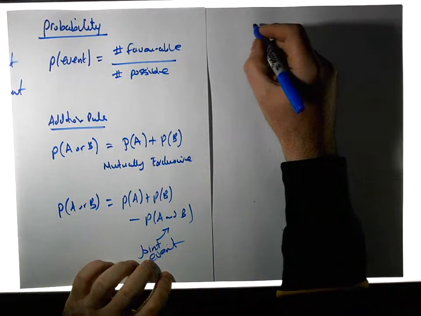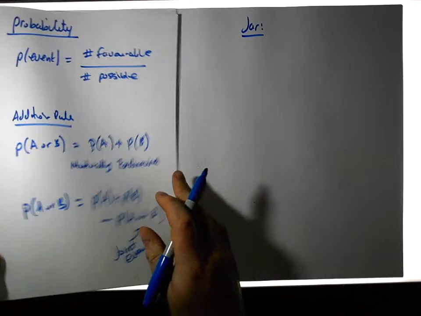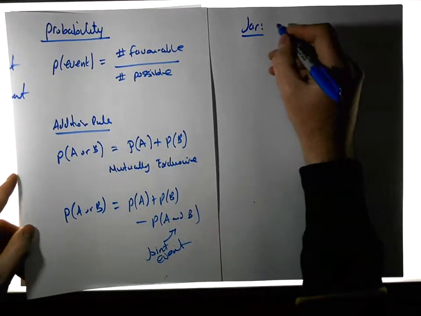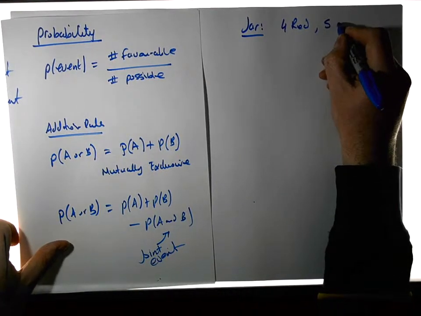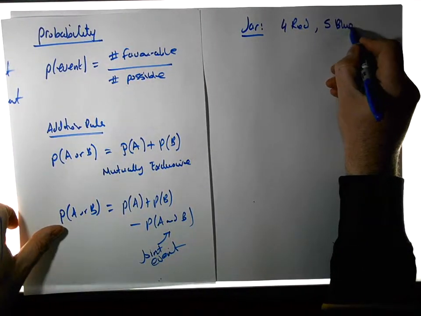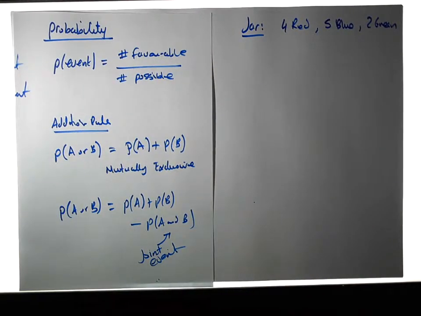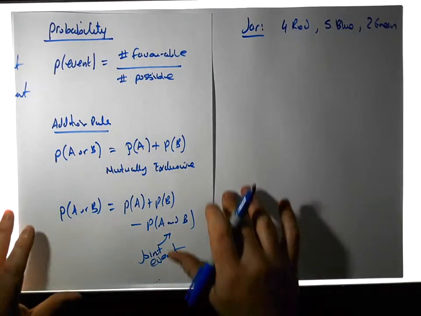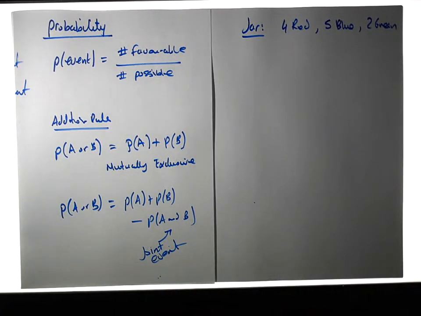So let me just keep the probability rules here like this. So let's say the jar has, what did I say? I said 4, 5, and 2. So it has 4 red, it has 5 blue, and it has 2 green marbles. Just keep it simple. Or they're in a bag, they're in a jar, and let's say they've been shaken, so that they're mixed up, if that makes sense.